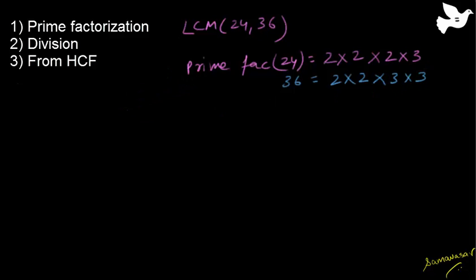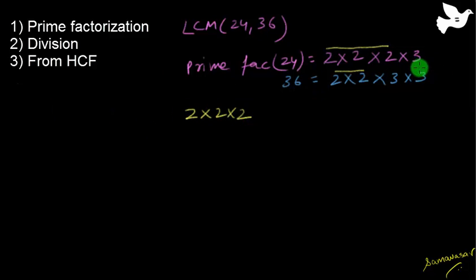Now to find out the LCM using the prime factors, what you're supposed to do is that for each factor, look at, for instance, in this we only have 2s and 3s. So see how many 2s there are here and how many 2s there are here, and take the one which has a higher number of 2s. What I mean by this is, here I have 3 2s. Here I have 2 2s. So let me take the larger number of 2s, which is 3. So I'll write this down as 2 into 2 into 2.